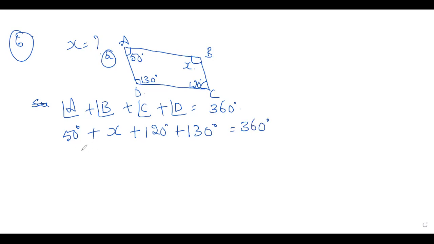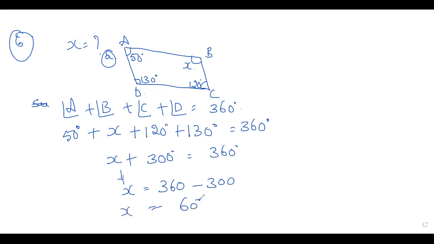Now add all the numbers. x plus 120 plus 130 is 250, plus 50, that is 300, right? Is equal to 360. Now write x as it is. 360 minus 300. So what is your answer? It is 60 degree. x is equal to 60 degree. We'll see the next one.